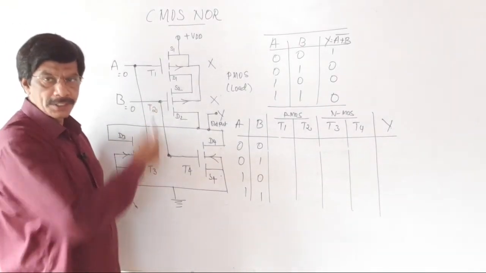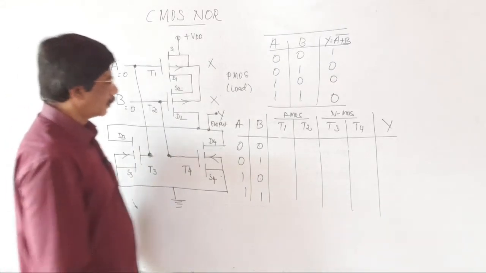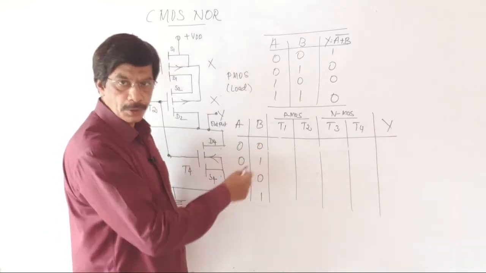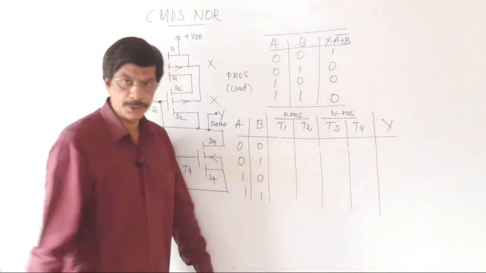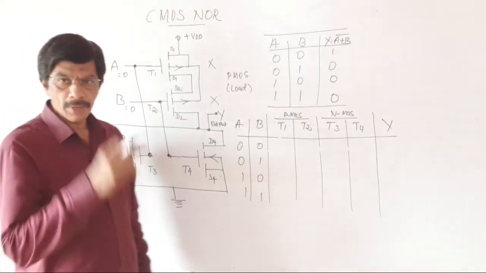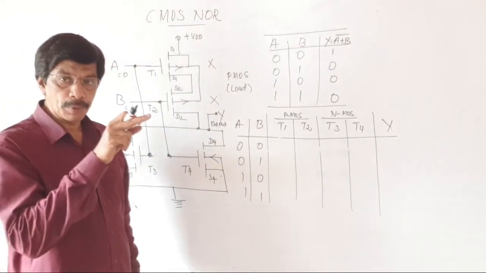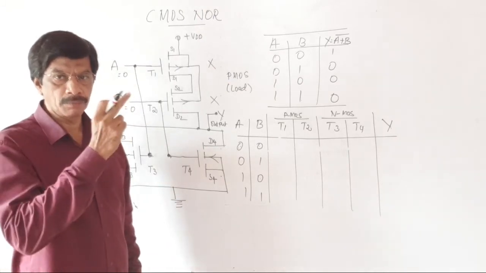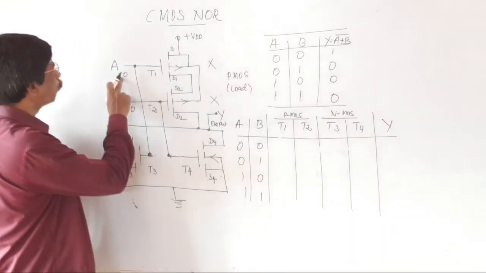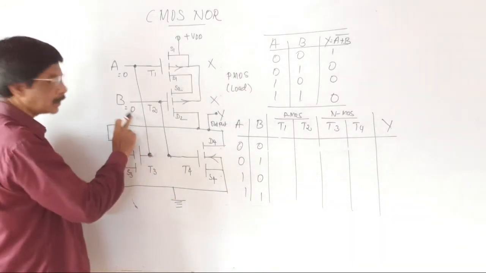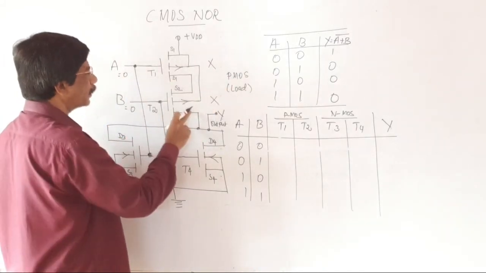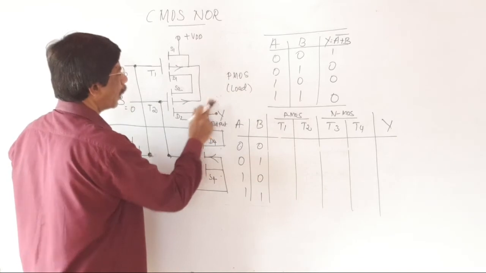Now let us analyze this circuit. Let's see the first input combination, the first row of the truth table: A is equal to 0, B is equal to 0. Already we have seen that when the input to the PMOS is 0, it is switched on. When the input to the NMOS is 0, it is switched off. Here both inputs A and B are 0, and both are connected to the PMOS transistors. Both transistors are now switched on.